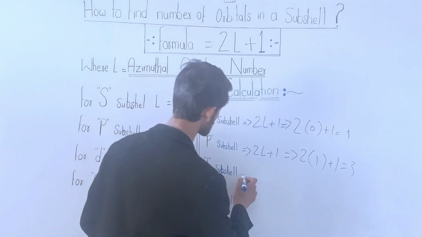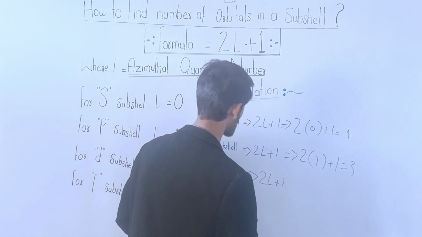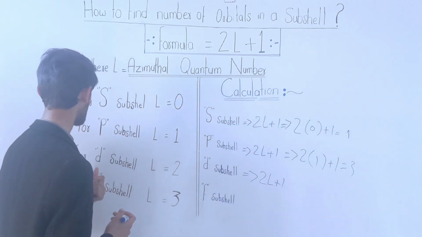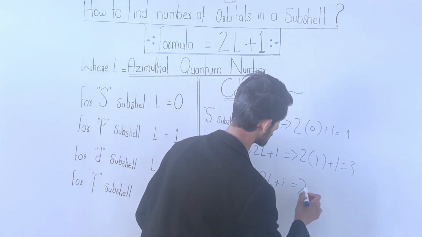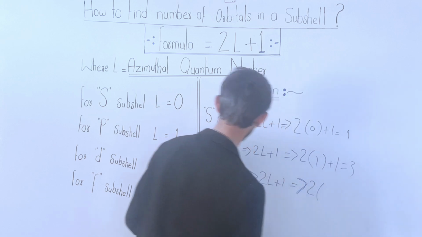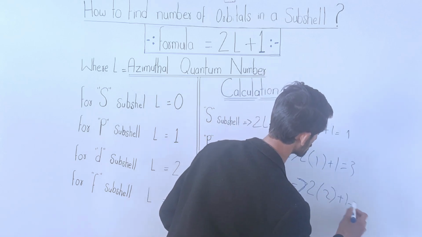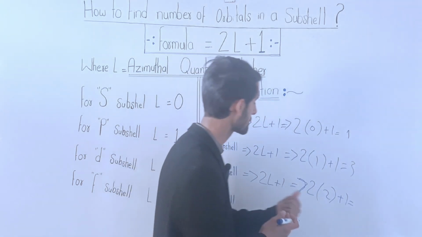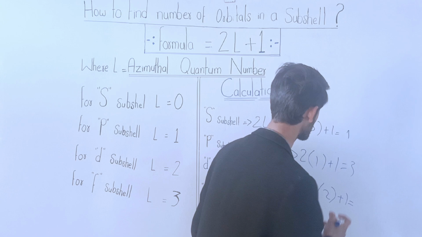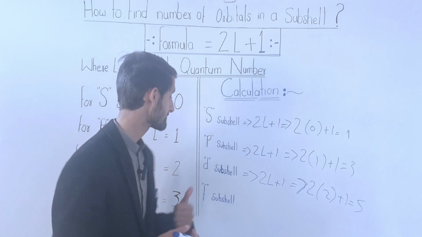Now for D subshell, write the formula first, 2l plus 1. Now write the azimuthal quantum number value for D subshell, which is 2. So write 2 in place of L, and add 1. When we multiply 2 with 2, it will give a value of 4, and now add 1, so it will give 5. It means that 5 orbitals are present in D subshell.